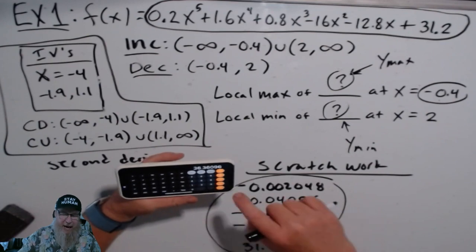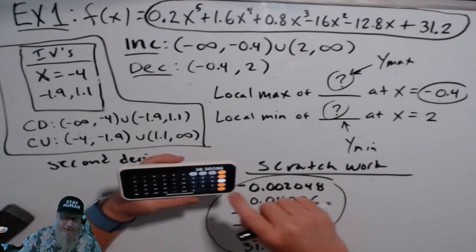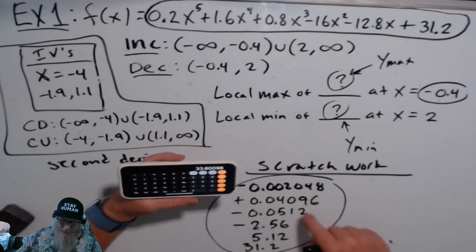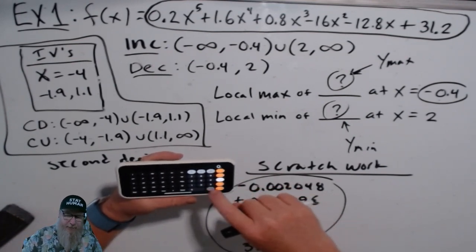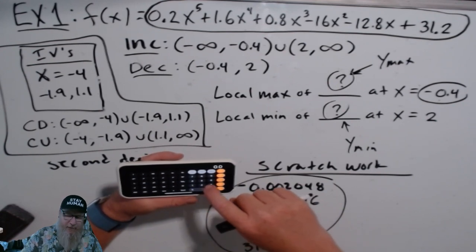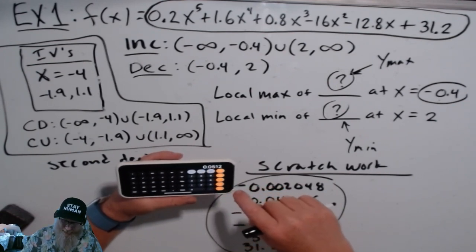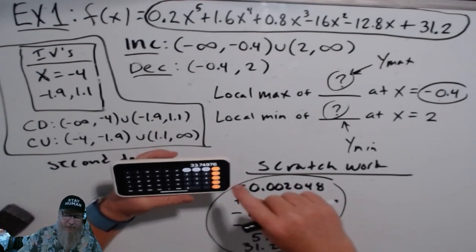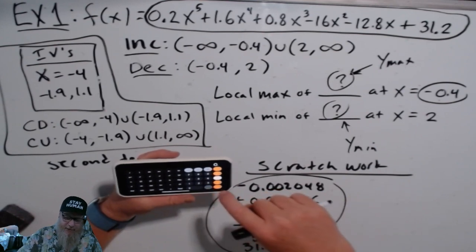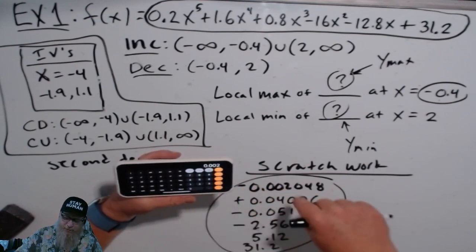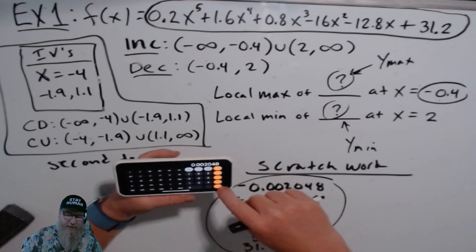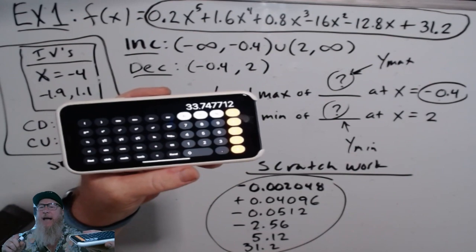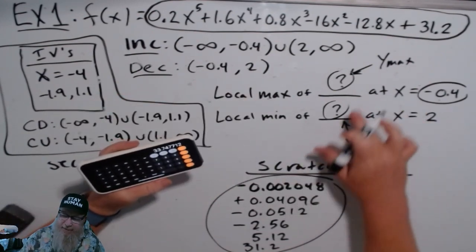And then we'll subtract all the negatives here. So 2.56. Subtract 0.0512. And that's interesting. I don't know if it means anything, but it's certainly interesting. Minus 0.002048. And I'm just going to round to one decimal place, or the 10th, the 33.7.